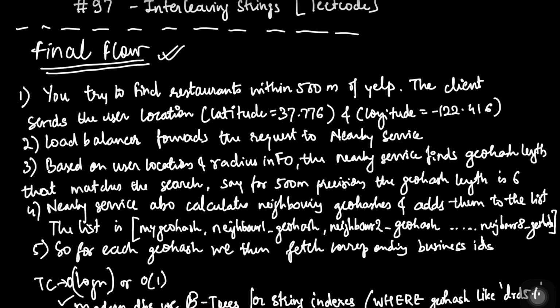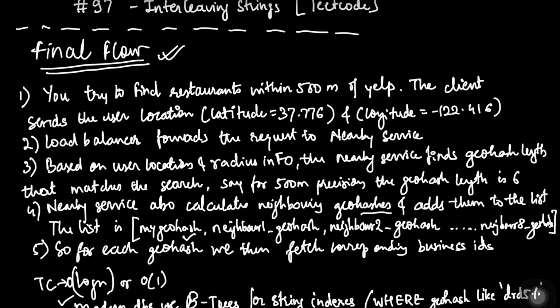After that, the nearby service will also calculate the neighboring geohashes. This I told you because we would have the boundary problem. So based on the boundary problem, we also find the neighboring 8 geohashes. Finally we would have 8 plus 1, 9 geohashes, for which we will be finding the corresponding business IDs which are near to them.